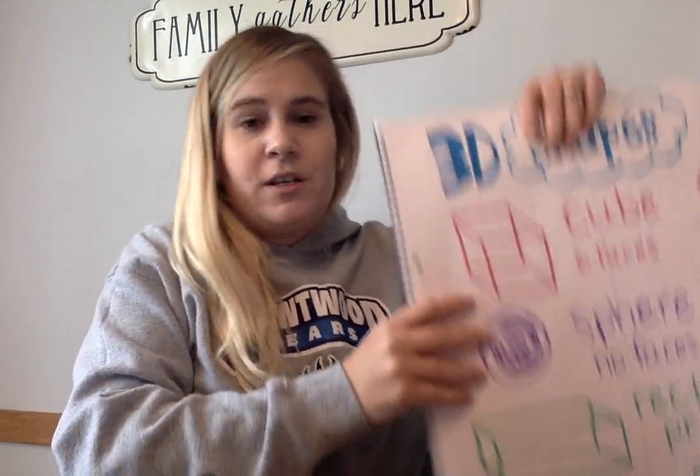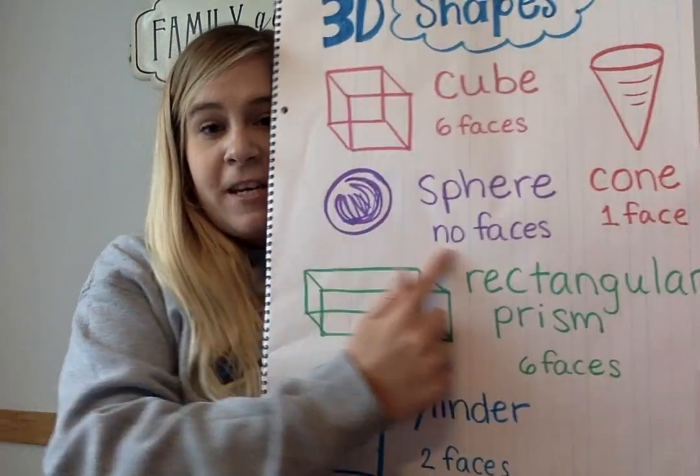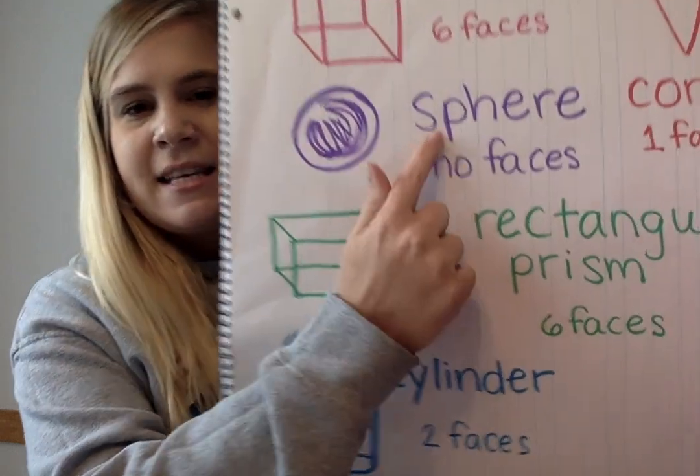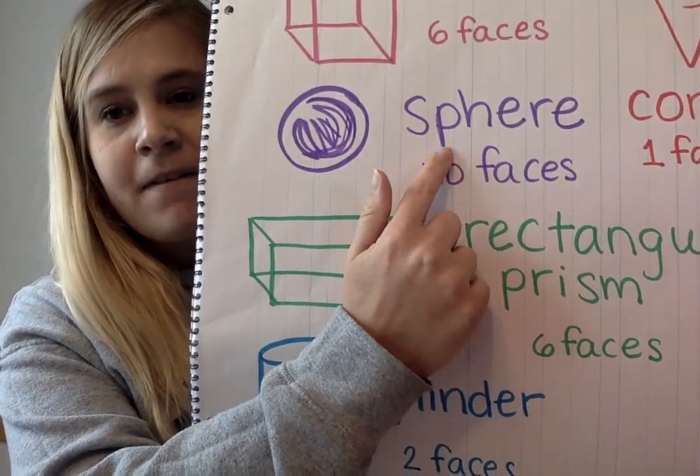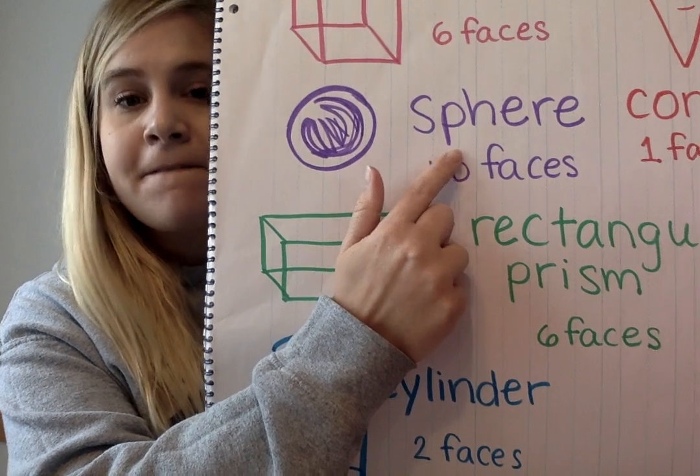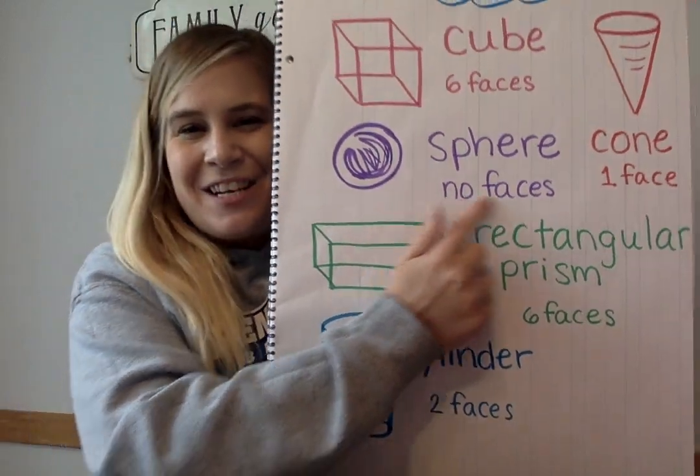The next shape we're going to talk about is a sphere. That's kind of hard to say. This PH makes the F sound. Sphere, a sphere. And a sphere is like a circle, but the 3D version, and it is round like a ball. It has no faces.